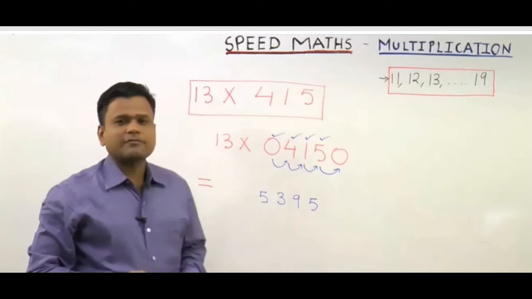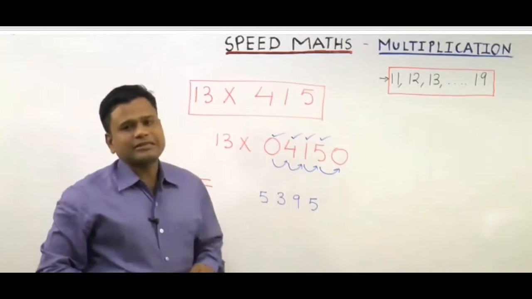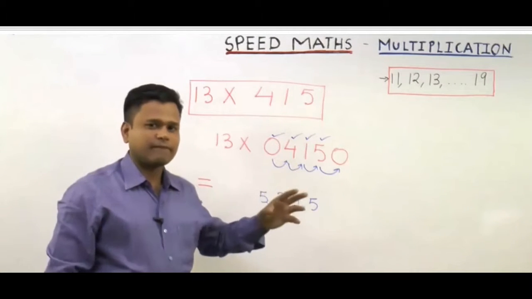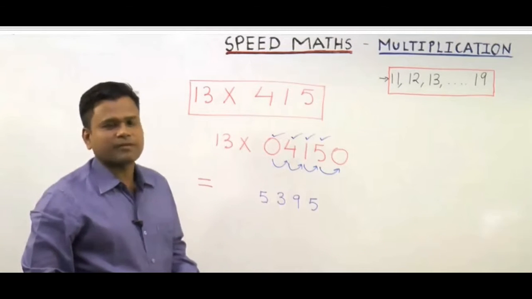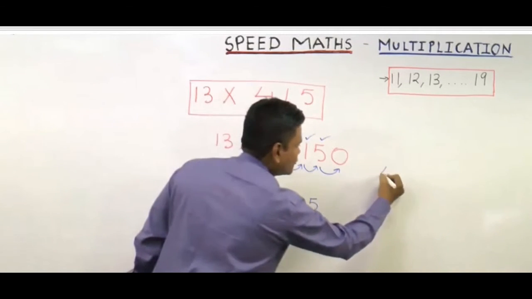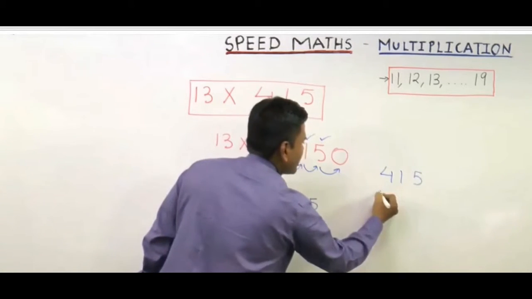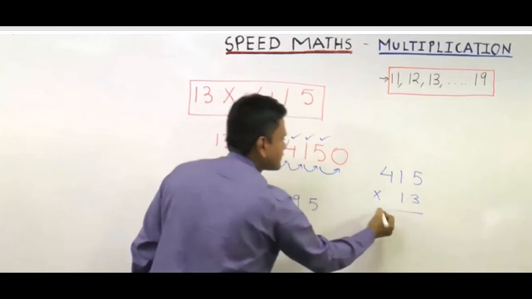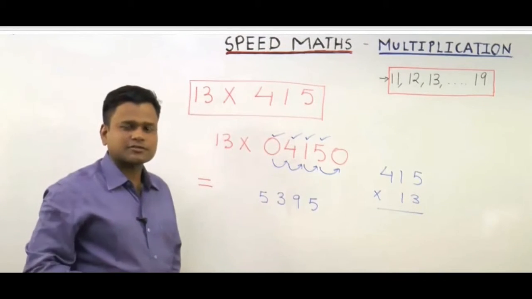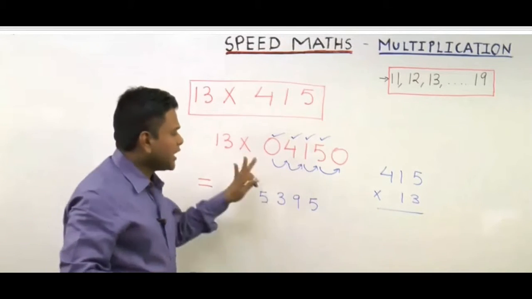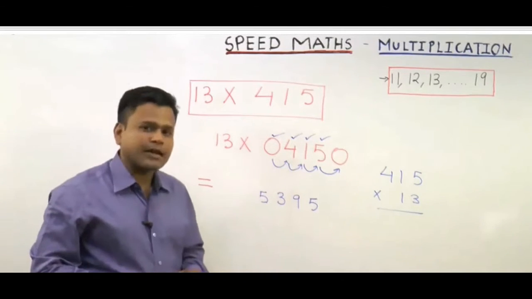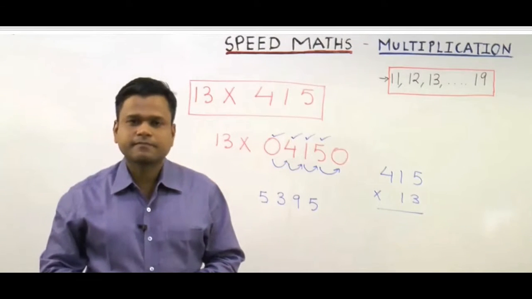So friends, when it comes to multiplication with 13 or let's say any other number, this is the general method which has to be adopted, and it becomes very simple. You don't have to go by that conventional route of 415 into 13. That is what was taught to us ever since our childhood. This is what we have been doing. But now this is what we have to learn. But yes, practice is very, very important here.